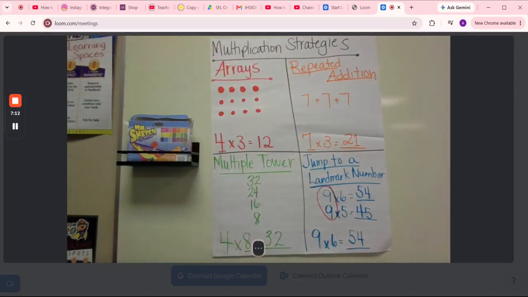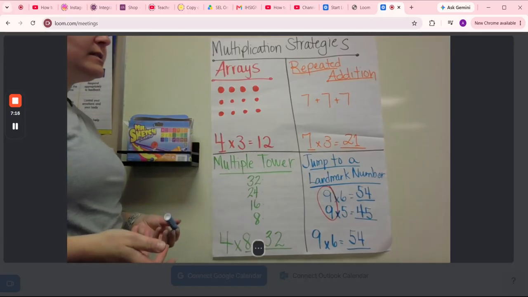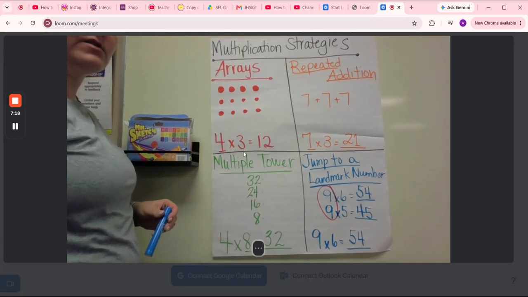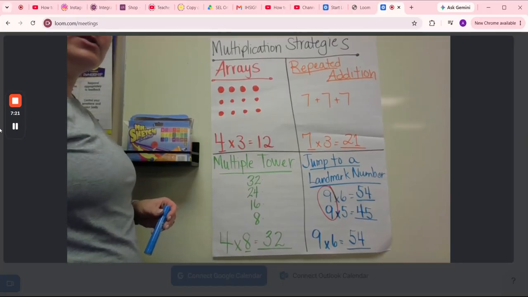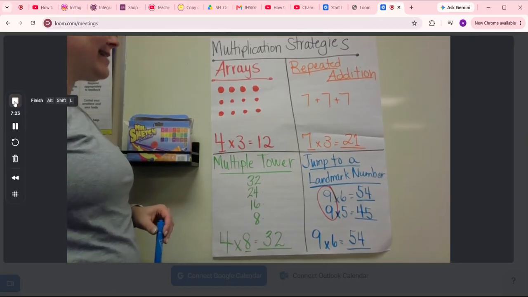So these are the first 4 strategies that I use in my classroom. Feel free to use them as a starting point for yours as well, whether you are doing some math intervention or some math extension.